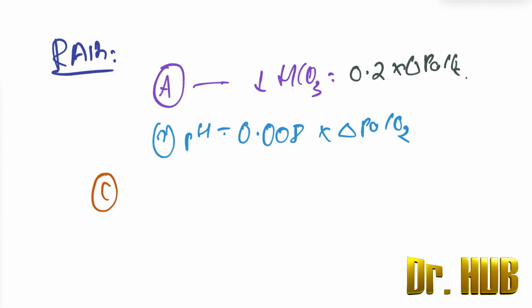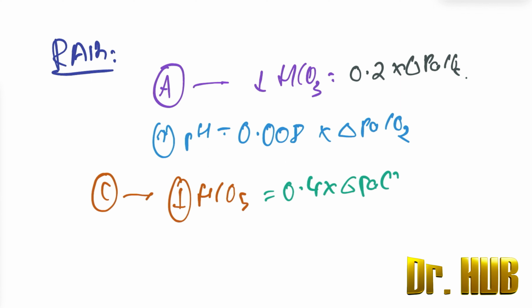Next we look at the chronic. In terms of the chronic, there is a decrease in HCO3. This is equal to 0.4 times the delta PaCO2.